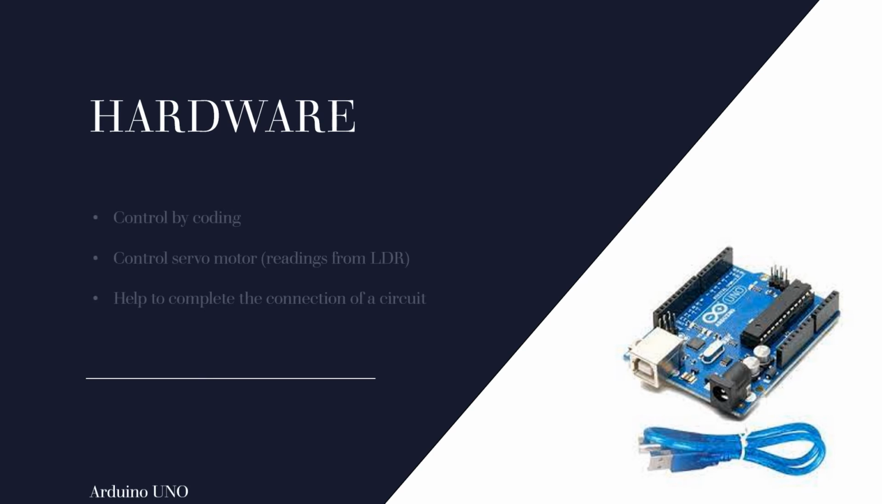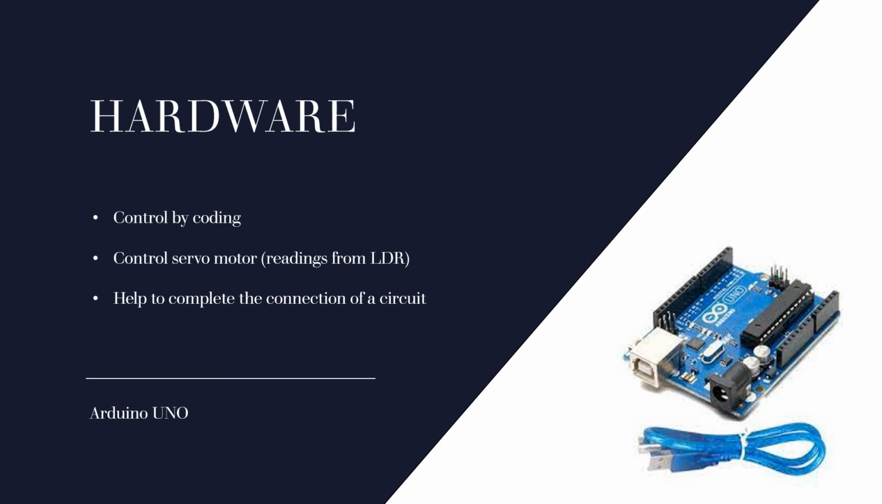Then the last one is the Arduino Uno, and this Arduino Uno is used to control the project by coding, and it controls the servo motor by taking the readings from the LDR, and it helps to complete the connection of the whole circuit. Without this Arduino Uno, we cannot complete the circuit.